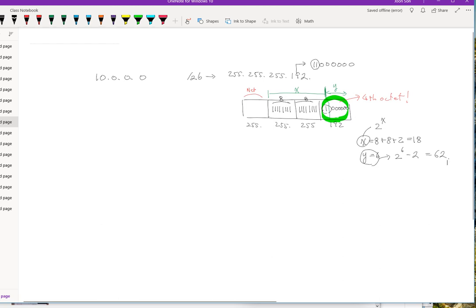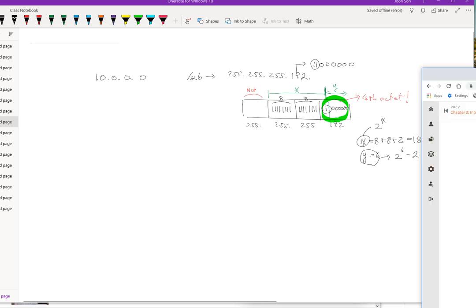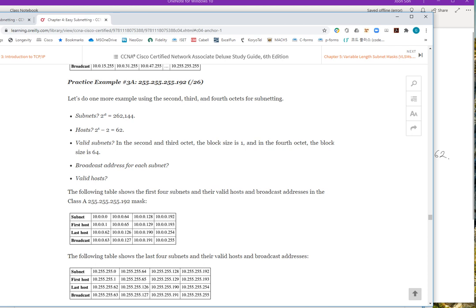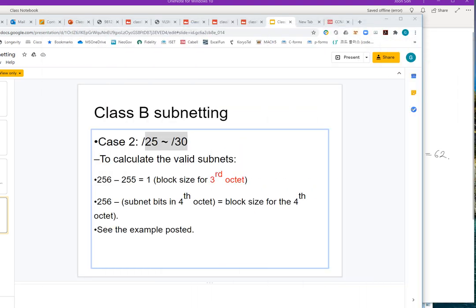Now, as you can see, this is the case 3 of Class A subnetting. So I already answered the first and the second questions. And now the third one, the most important question: what are the valid subnet IP addresses? That's something that we have to find out.